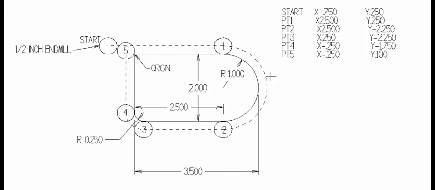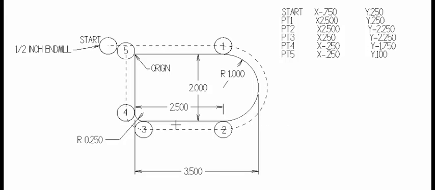Then the next point, after it has completed this radius, it stops right here again on this tangency point, which is still at x 2.5 inches. But now, since the part is 2 inches wide, plus that quarter inch, half the tool, we're sitting at y minus 2 inches 250.